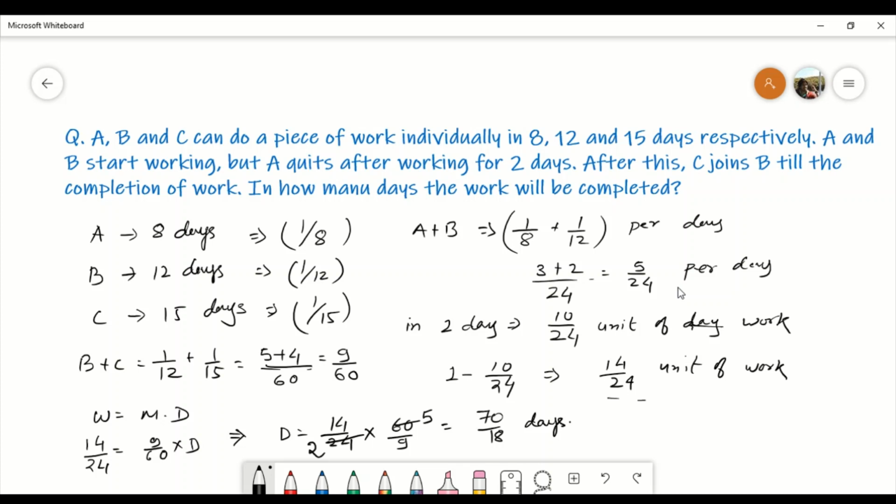So in how many days will the work be completed? So 2 days when A and B were working together, and 70 by 18 days when B and C were working together, right? Which is 106 upon 18, right? So this is the number of days that it will take to complete that job. So we saw that using the simple MDH formula and the unit work and individual work concept, we can tackle a variety of questions related to time and work.